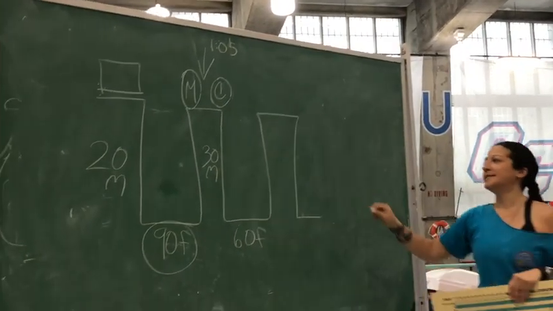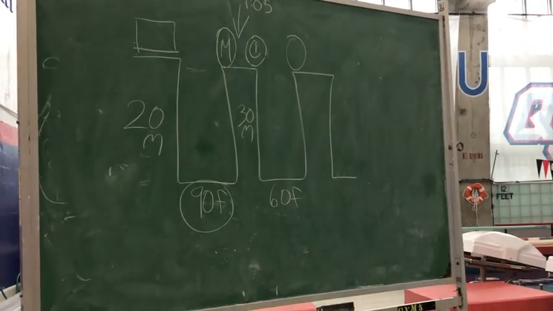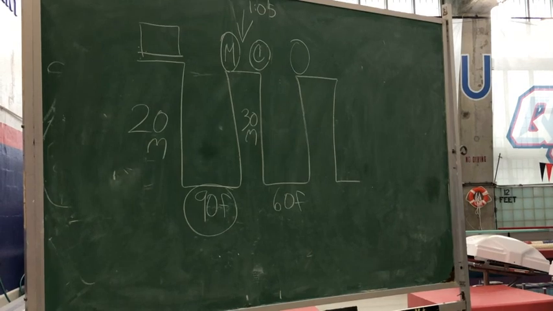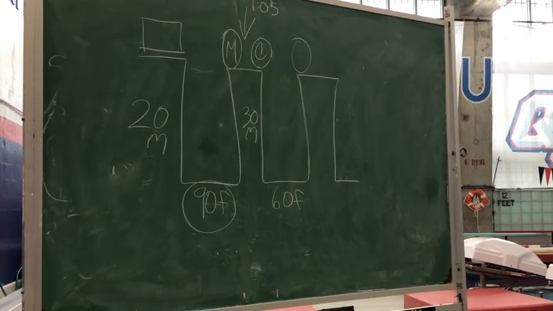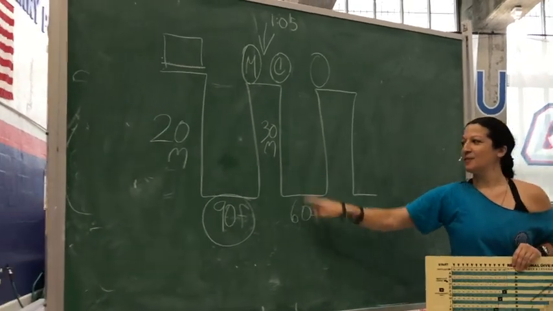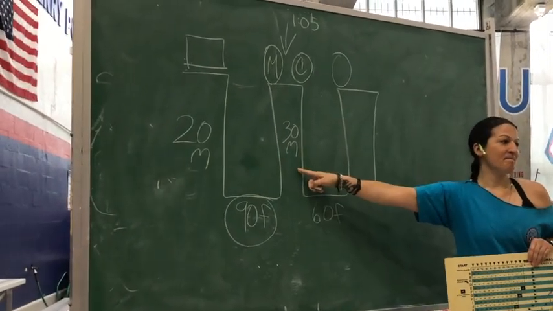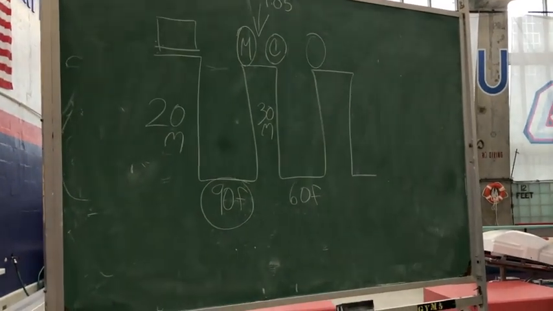I want you guys to tell me what pressure group we're in on the other side. How do we do that? We're doing a 60-foot dive for 30 minutes. So what do we have to figure out first?